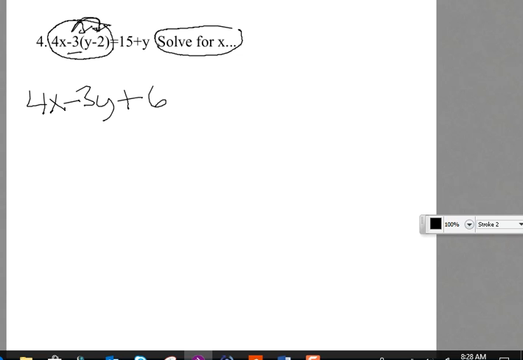Okay, now when we look at these terms, you can see that this one, 4 times x, has a variable of x. This one, negative 3 times y, has a variable of y. And 6 is just a constant. Okay, so none of these terms are like terms. We can't combine any of them. So let's go ahead and just leave the left side. Once we've distributed, there's nothing we can combine. The right side, we have 15 plus y.